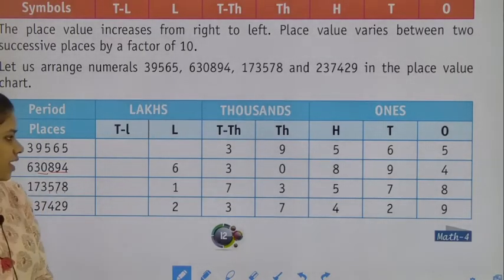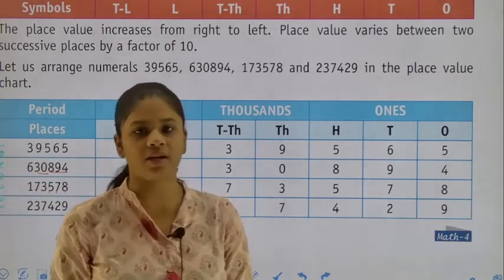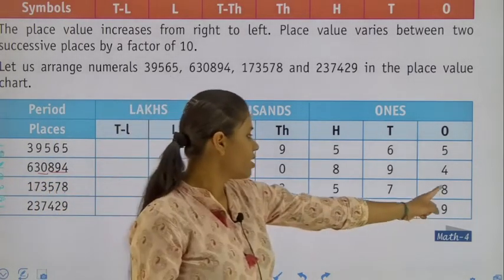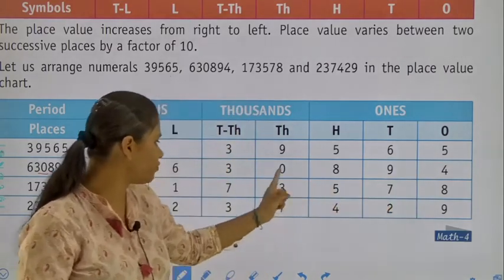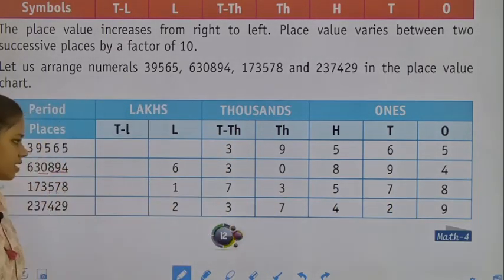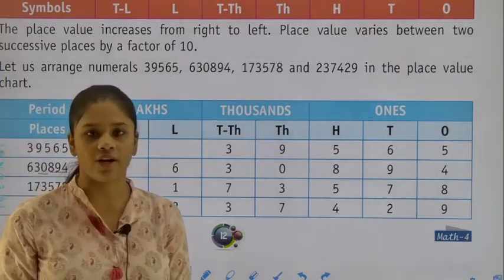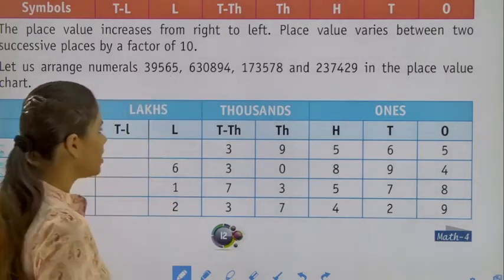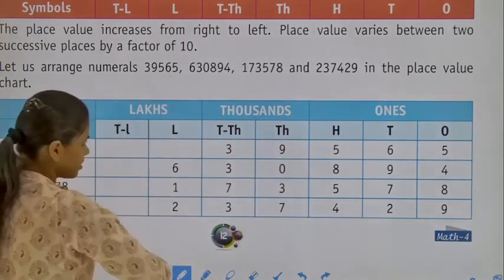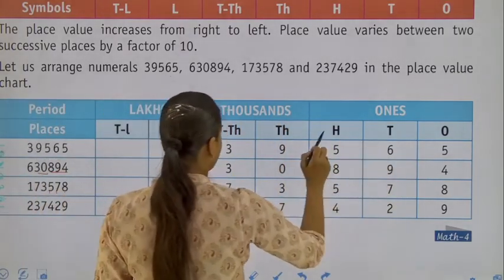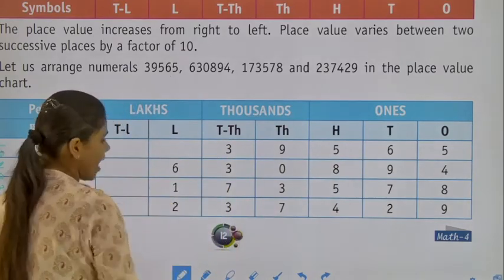Okay, next: ones, tens, 100, 1000, 10,000 and lakh. So how will we write this? From the right hand side, where will we start? From the right hand side, that is ones, that is 875,371, that is 1,73,578. Now move to the next one, that is ones, tens, 100, 1000, 10,000 and lakh, that is 2,37,429. How do you have to write this? Ones, thousand and lakhs, that is ones, tens, 100, 1000, 10,000, lakh and 10 lakh.